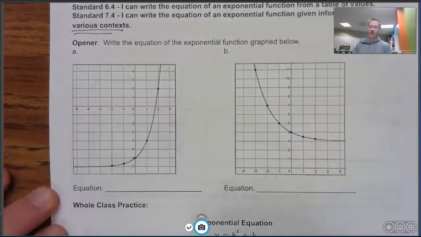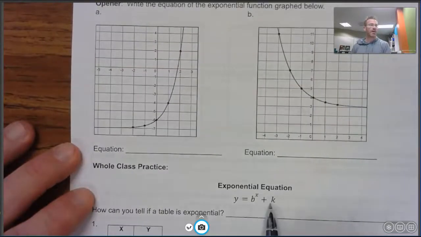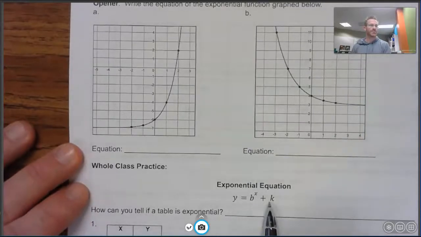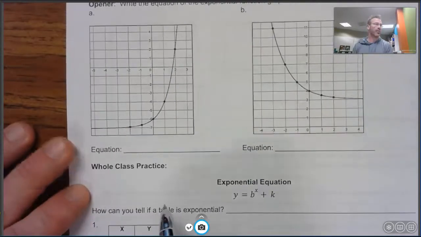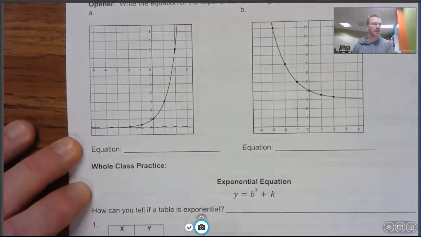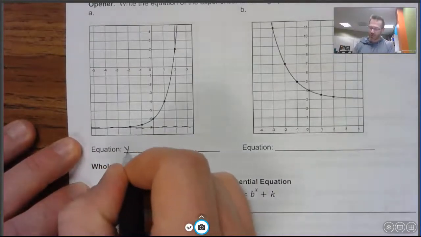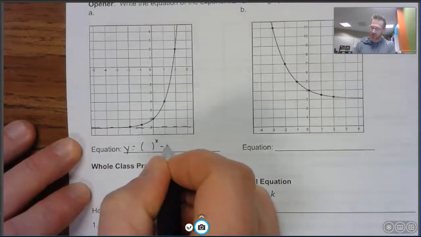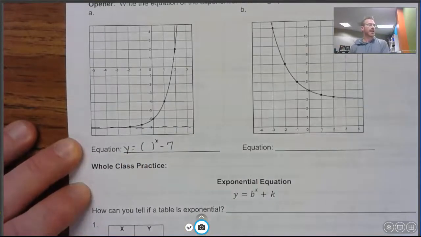Once again, I'll cheat a little bit here: we know y equals b to the x plus k is our form, so k is our floor. If I look at the first equation here, we can see that -7 is our floor. So I've got half the equation just by identifying my floor.